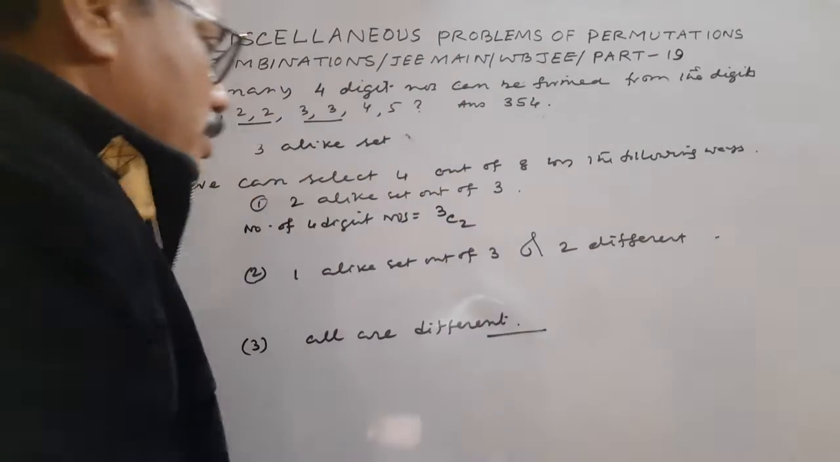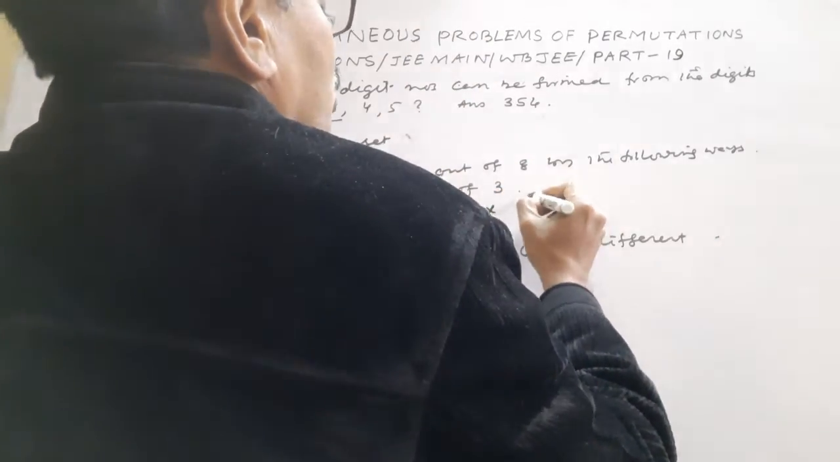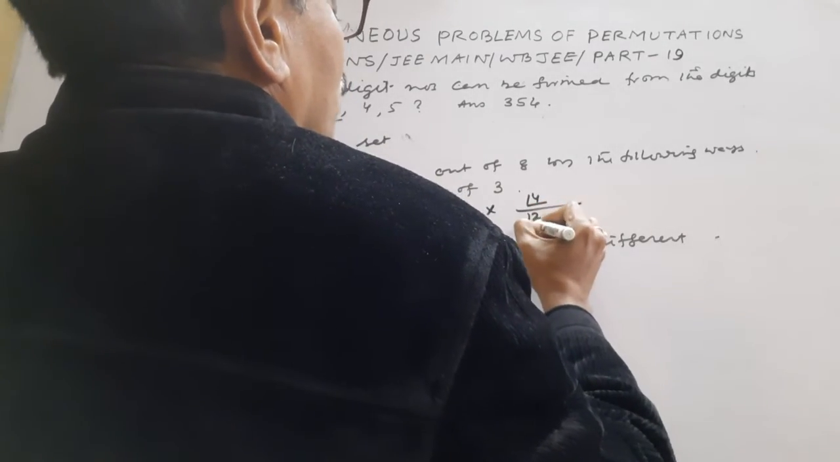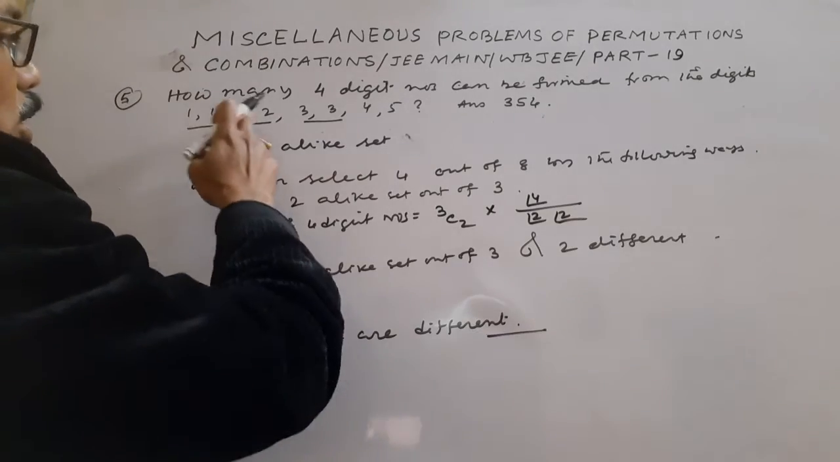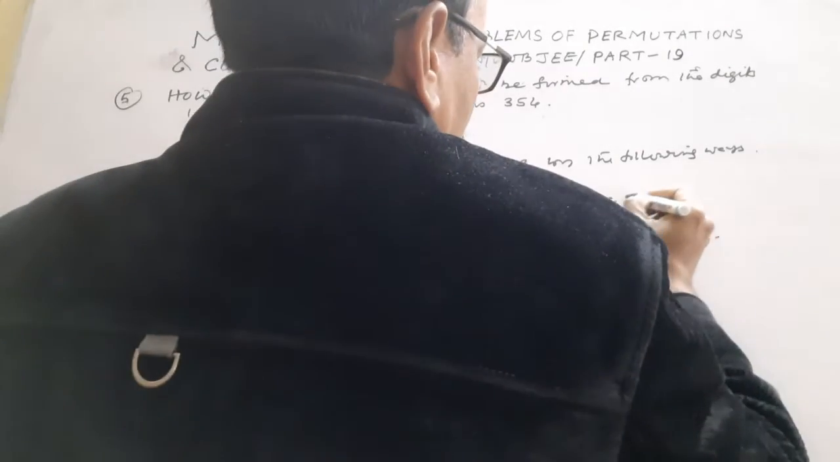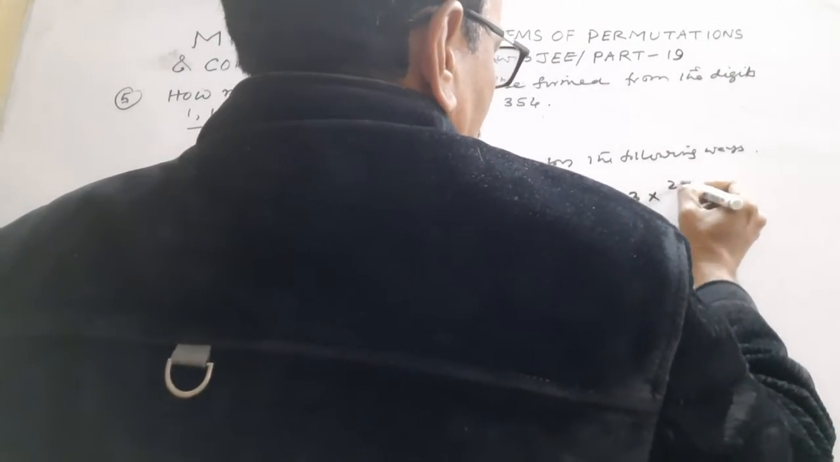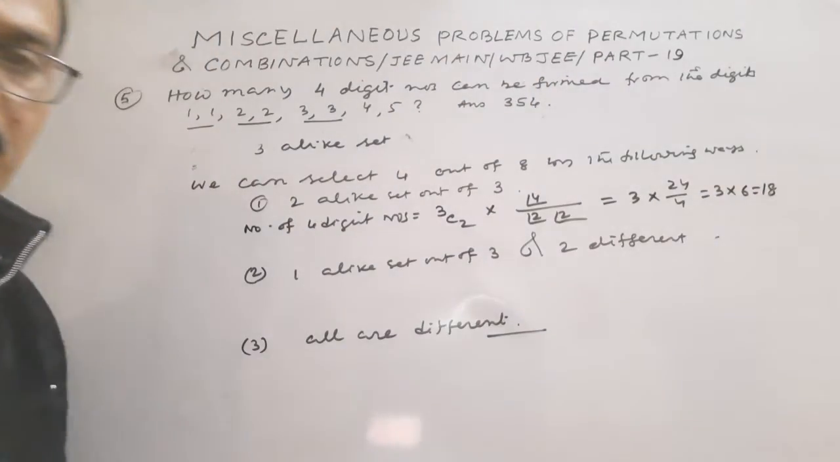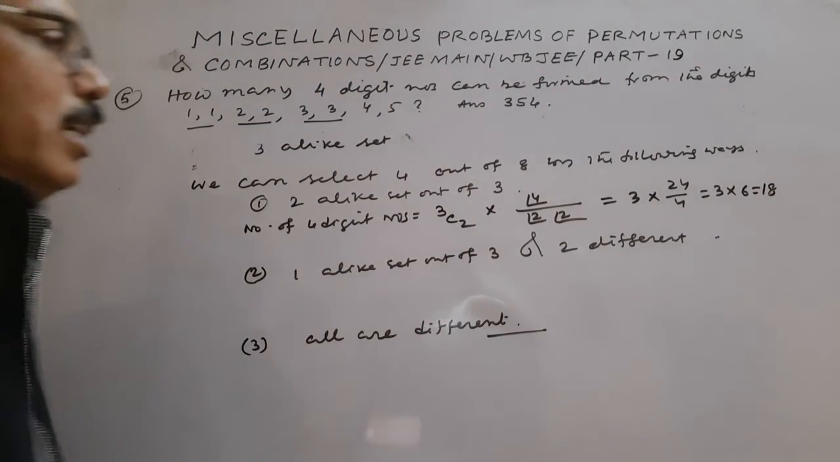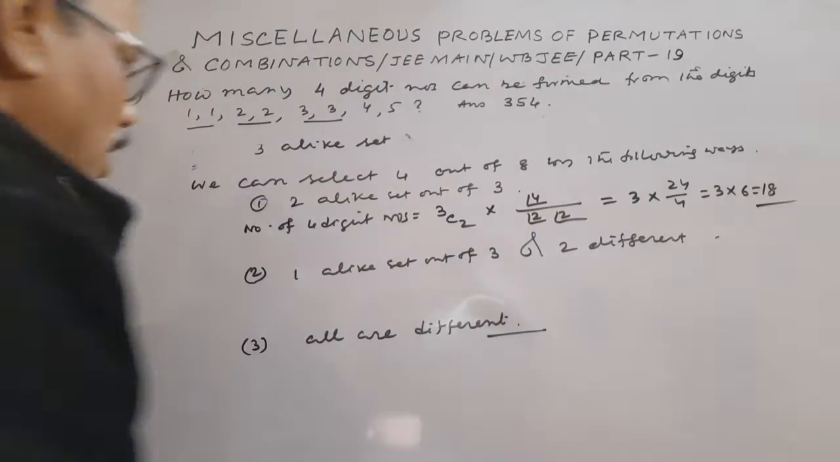Then the number of arrangements. Total letters 4, so factorial 4 by factorial 2 into factorial 2, either these 2 or these 2. So 3C2 is 3 and this is 24 by 4. So 3 into 6, 3 into 6 equals 18. For the first case, we are getting 18 possible cases.